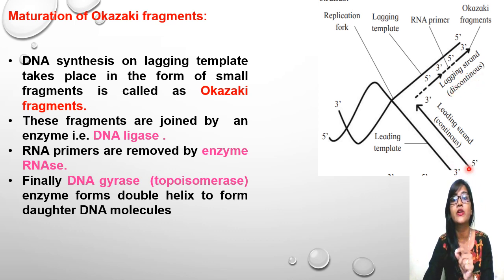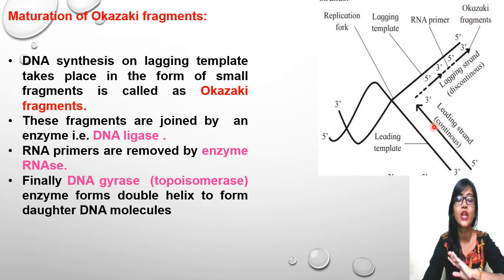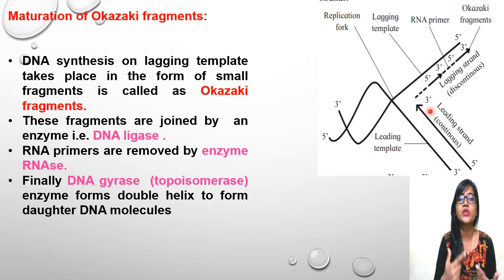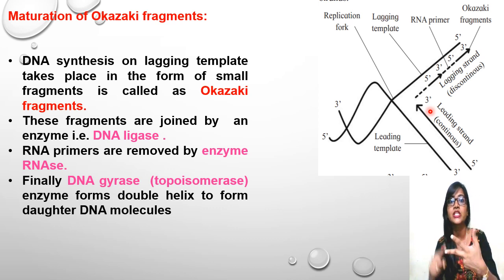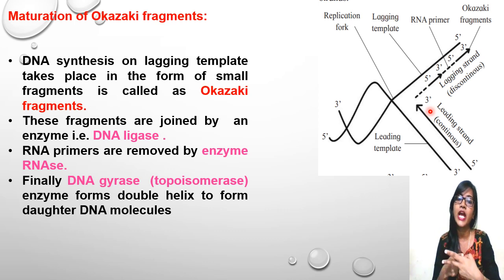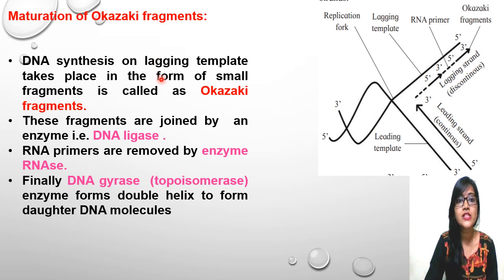Remember, it is because of the 5' to 3' direction of the strand, and both the strands cannot have the same two ends, because they are anti-parallel. They run oppositely. One is 5' to 3', another is 3' to 5'. That you have to remember. So the DNA synthesis on the lagging template takes place in the form of small fragments or small chunks. These are known as Okazaki fragments. Okazaki is the name of the scientist.